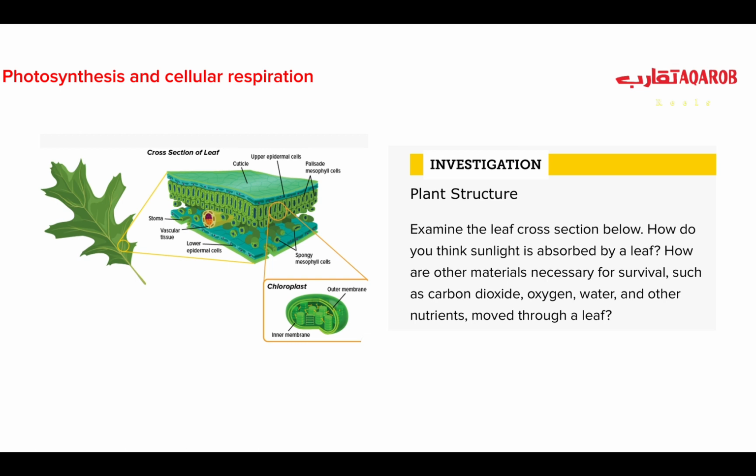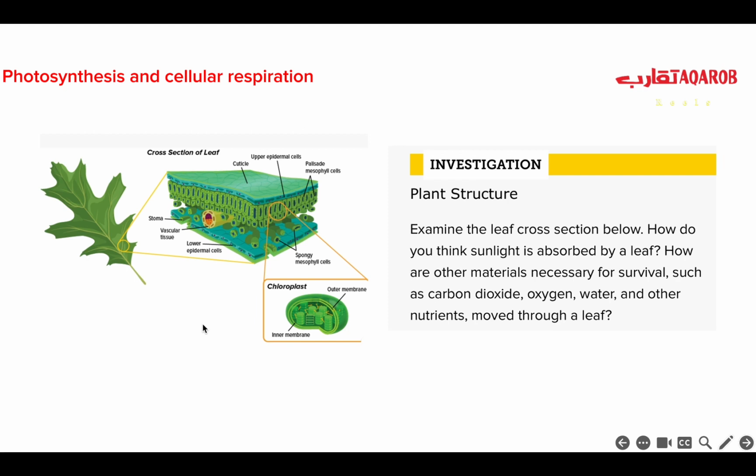Now, plant structure. Examine the leaf cross section below. How do you think sunlight is absorbed by a leaf? How are other materials necessary for survival, such as carbon dioxide, oxygen, water, and other nutrients moved through a leaf? So this is a cross section of a leaf, and these are the parts of the cross section of leaves.